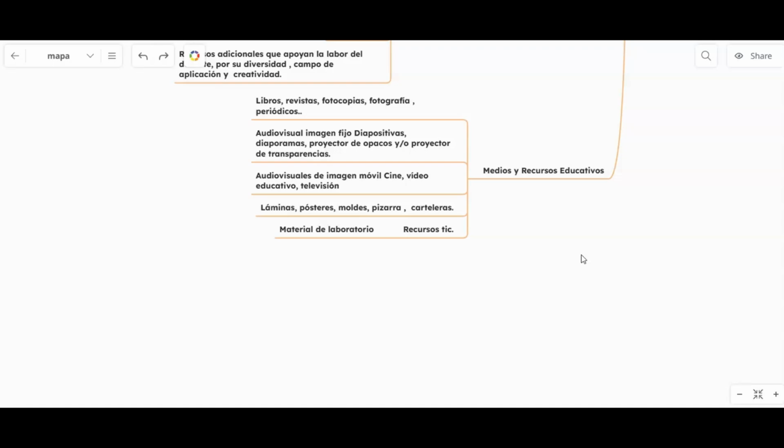With the strategies and the techniques well combined, we can make our classes much more effective, inclusive, and engaging for the student.